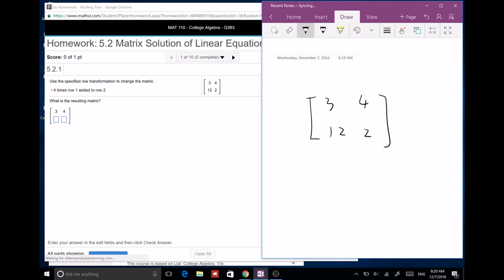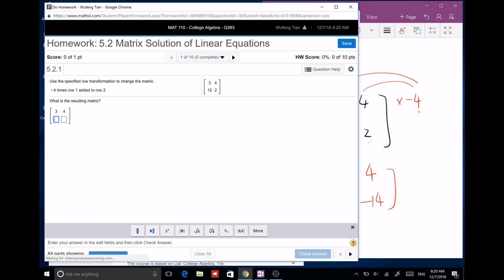You multiply the first one by negative 4. So multiply negative 4, add onto negative 1. The first one is the same. 3 times negative 4, negative 12, add 12 is 0. 4 times negative 4, negative 16, plus 2, negative 14. So you multiply and add on the second one.